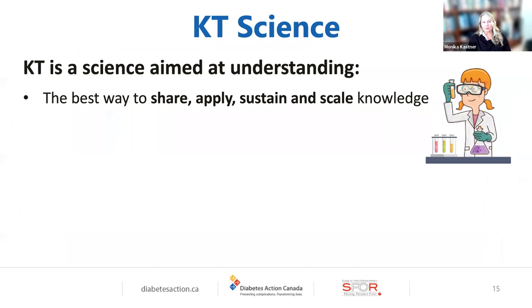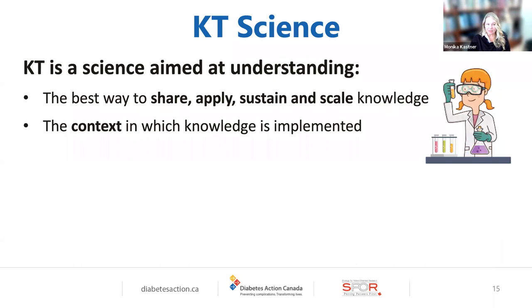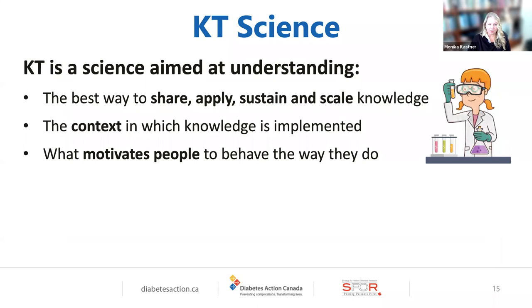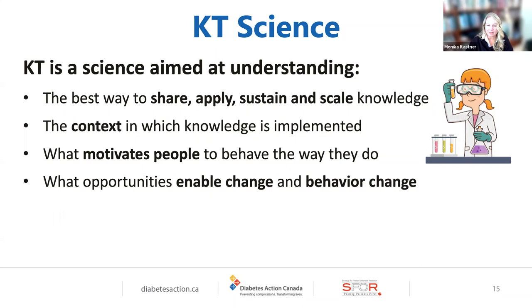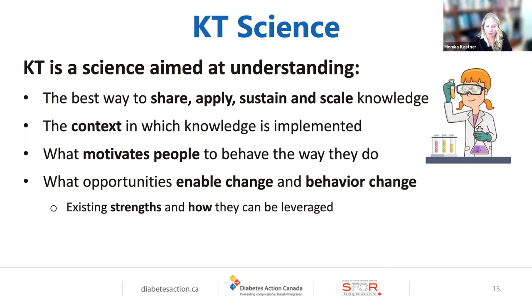So then ultimately, KT science is really around understanding the best way to share, apply, sustain, and scale knowledge. We need to understand the context or the setting in which the knowledge is implemented. We need to understand what motivates people to behave the way they do. So everything from practice, the way they develop and implement policies, everything. What is the motivation? And we also need to identify the opportunities to enable that change and behavior change. We also have to focus on not just the barriers and challenges, but we also have to identify the strengths of that knowledge being implemented and how we can leverage that strength. A lot of groups don't even realize what's working well. So being aware of what's working well and then leveraging them is equally powerful and important.